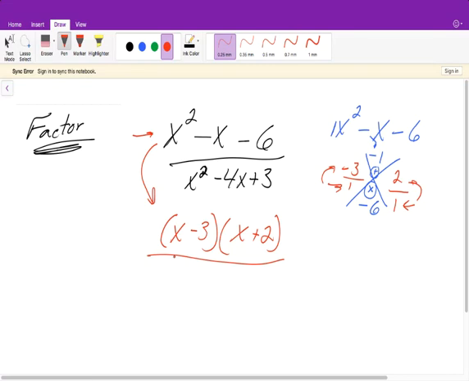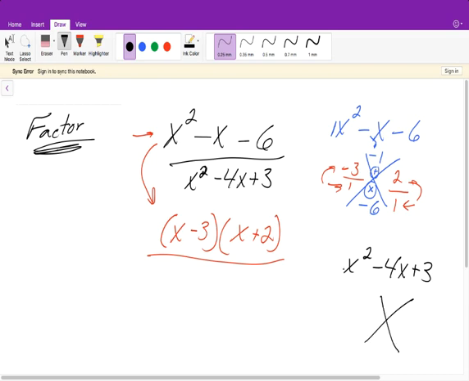I know I just went through that kind of quickly, but it's something that we've done already. And if you're still having trouble with factoring, then we really need to discuss this and go over this. But I'm assuming that at this point, since we've gone through it multiple times, I can go through it kind of quickly so this video is a little bit shorter.